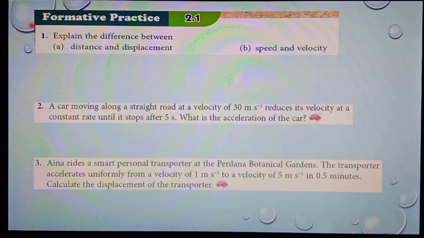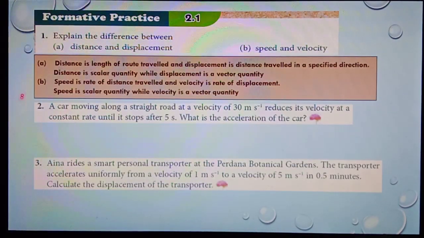Okay, now we look at the formative practice 2.1 in your textbook. Number 1, explain difference between distance and displacement, speed and velocity. This one we have discussed earlier about definition. So you can look at the definition of distance, displacement, speed and velocity. You can write also in table form to show the difference. Okay, so for part A, you can write down in terms of its definition. For example, distance is length of route travel, and displacement is distance traveled in a specified direction. Distance is scalar quantity, while displacement is a vector quantity.